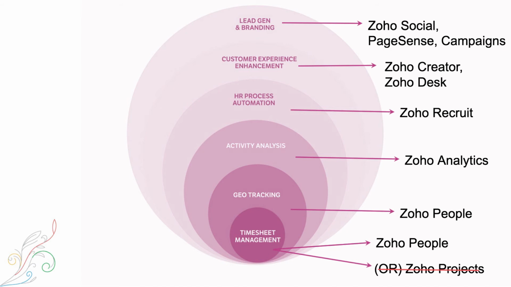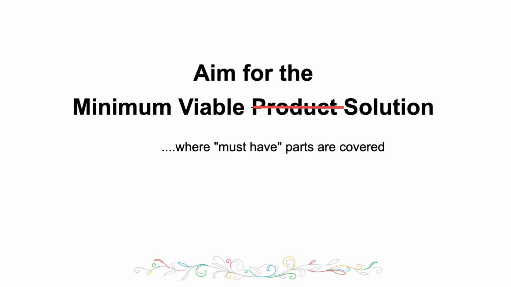Now geo tracking: Zoho People has this feature of geo tracking, and you can actually do that with Zoho People. For activity analysis, we have our Analytics product, which can get you all the detailed information. HR process automation you can do with Zoho Recruit, customer experience enhancement with Zoho Creator and Zoho Desk, and lead gen and branding, of course, the entire marketing products, whichever you want to choose, you can just get started. So always aim for the minimum viable solution and not the product.